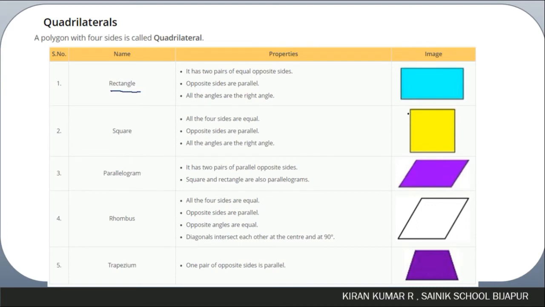Let me take a rectangle. Observe this. It has 2 pairs of opposite sides equal. If I name the rectangle as ABCD, here AB will be equal to CD and AD will be equal to BC. Opposite sides are equal. Not only equal, they are also parallel. AB is parallel to CD, AD is parallel to BC. In this rectangle, we have all the angles measuring 90 degrees.